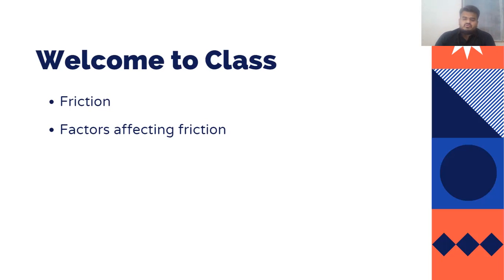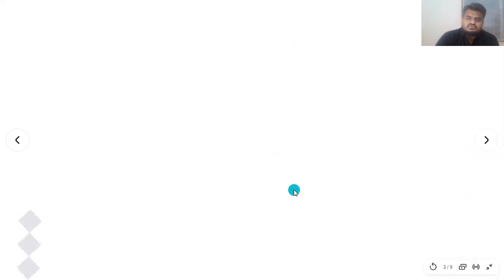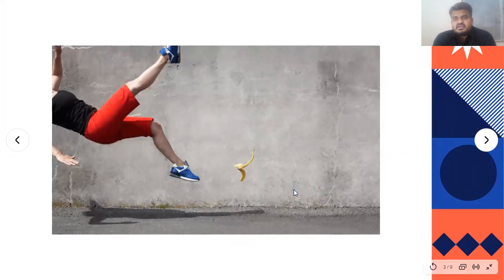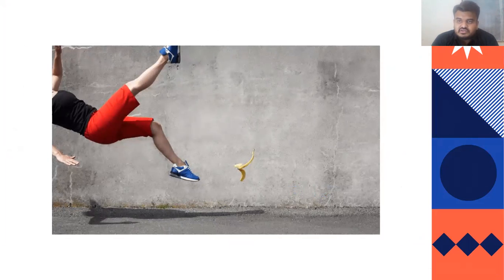So first of all, what is friction? You might have considered that whenever you are riding a bicycle and you want to stop it, when you want to brake the bicycle, you apply some brake, you apply some force by the brake, and what is it? It's actually the friction, or we can say frictional force.